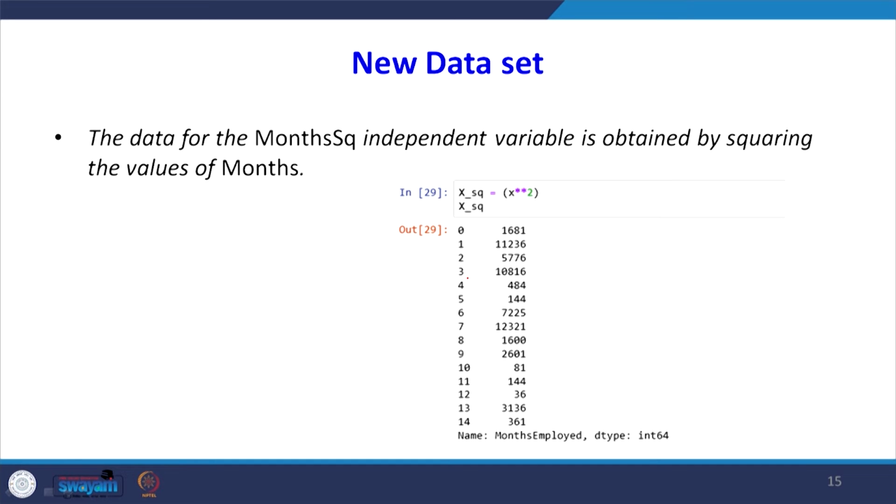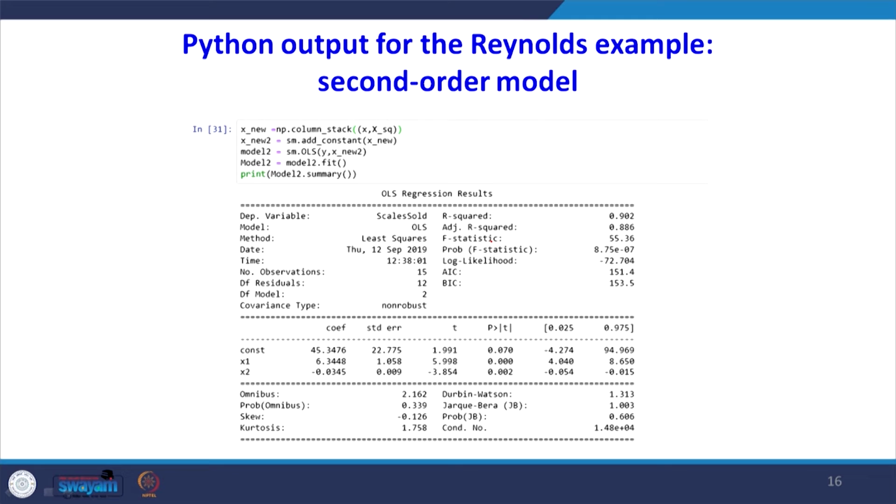First, I am going to prepare a new data set, that is the square of x. For that purpose, x_sq, I am naming it that way, equal to x double star 2. So, this is a squared value, and it is going to be taken as another independent variable. You see that x_nu is np.column_stack of x and x squared. Then I want to have the constant. So, x_nu2 equal to sm.add_constant of x_nu. So, model2 equal to sm.OLS of y comma x_nu2. So, model.fit, then print summary. So, now what has happened?